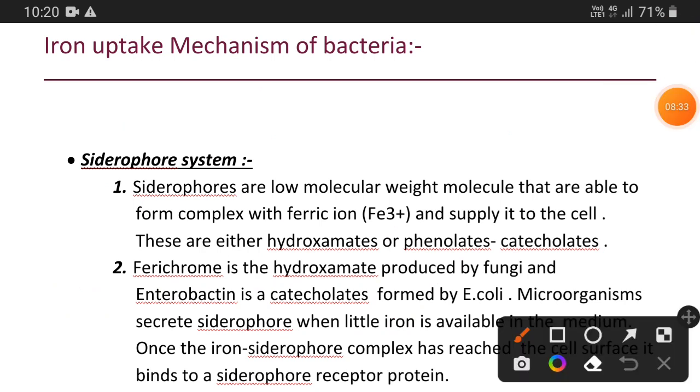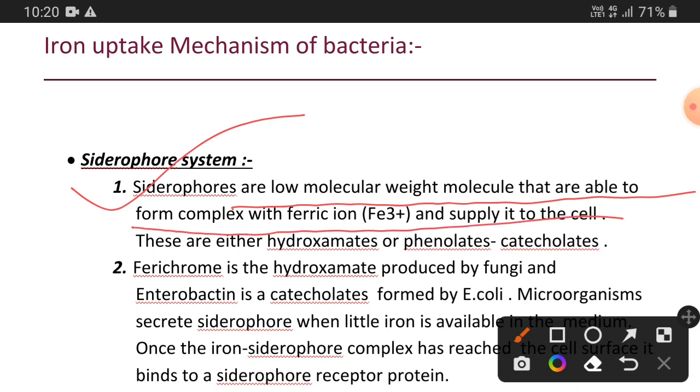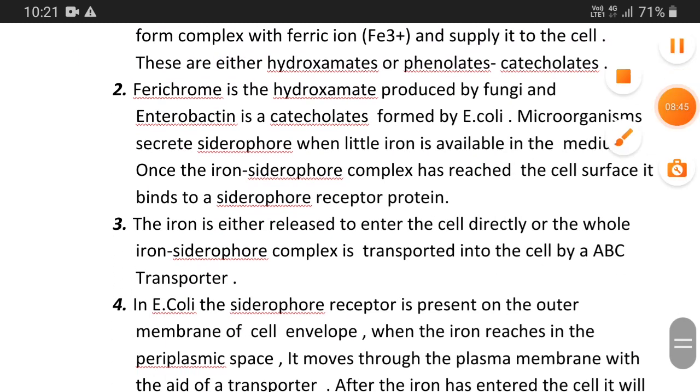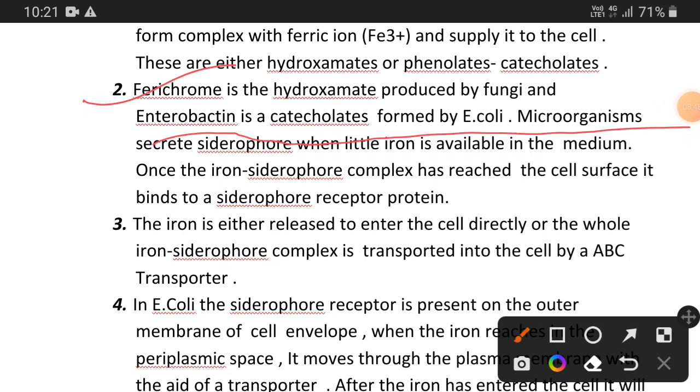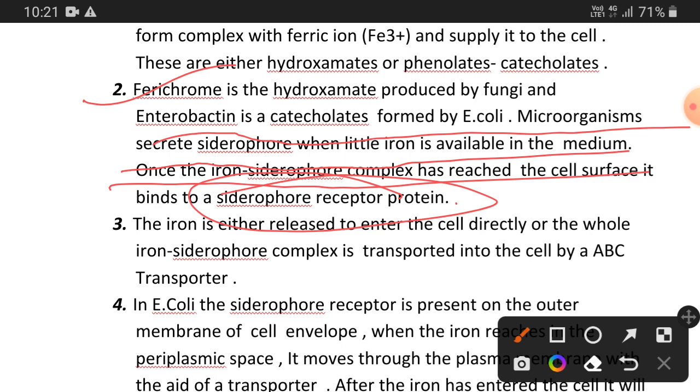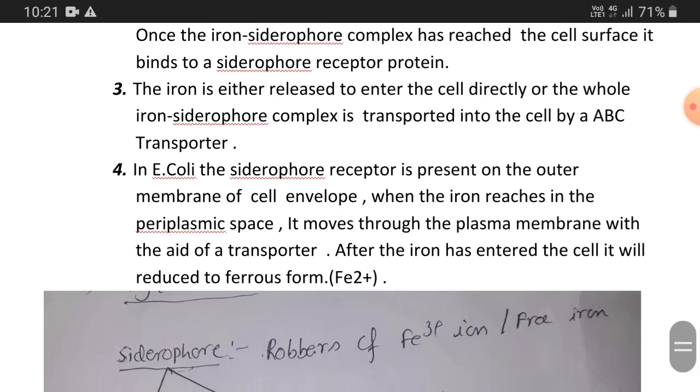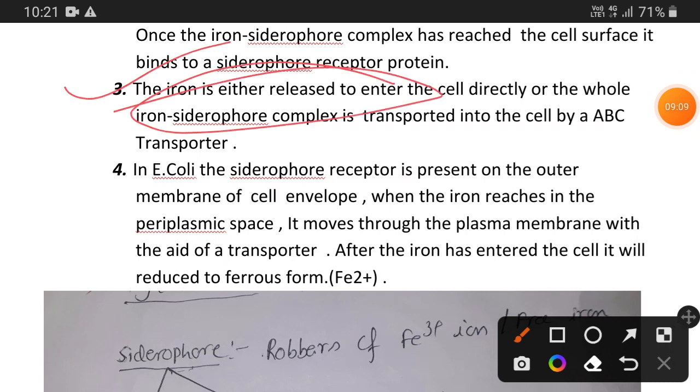So let's learn it theoretically. Siderophores are low molecular weight molecules that are able to form a complex with ferric iron and supply it to the cell. These are either hydroxamates or phenolate catecholates. Ferrichrome is the hydroxamate produced by fungi, and enterobactin is the catecholate formed by E. coli. Microorganisms secrete siderophores when little iron is available in the medium. Once the iron siderophore complex has reached the cell surface, it binds with a siderophore receptor protein. That is the parking lot for siderophore. Now the iron is either released to enter the cell directly, or the whole iron siderophore complex is transported into the cell by an ABC transporter.